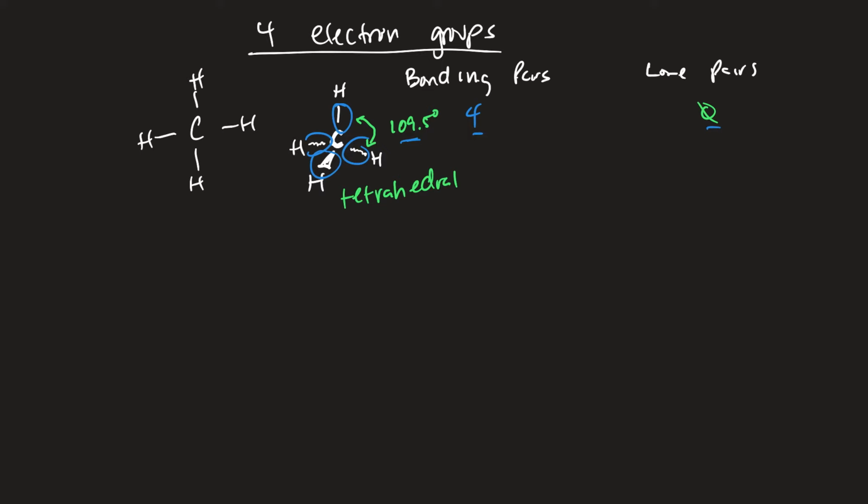Now let's look at another derivative of this, where we have 4 electron groups, but we replace one of them with a lone pair. All right, so here's an example. We have NH3.